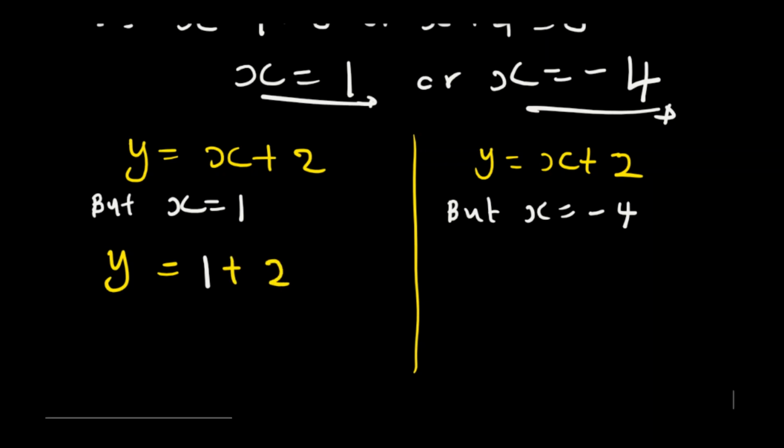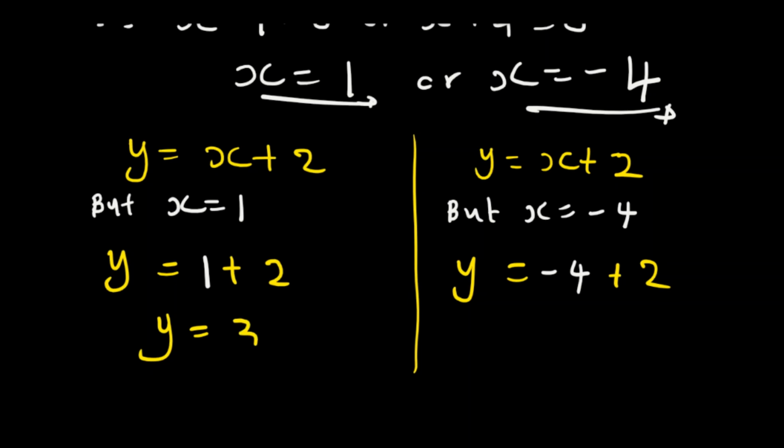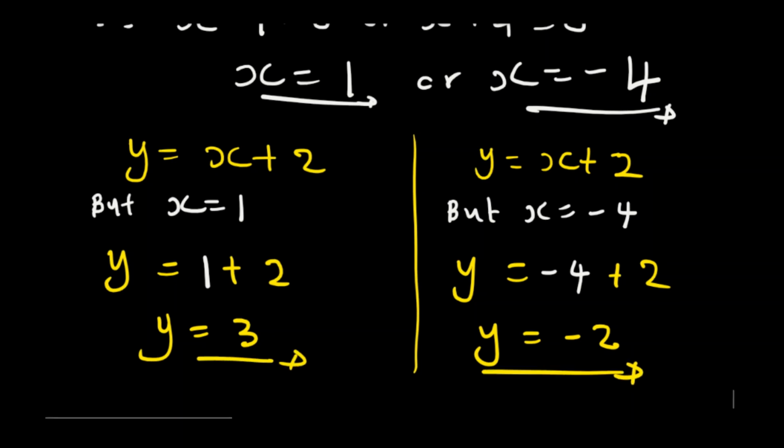And then you do the same thing on the other side. You say y equals your x value, which is minus 4. And then you add your 2 like this, right? And then you find the solution to this. y equals 3, or y equals minus 2, right? So these are your solutions of x and y. So x is 1, y is 3, x is minus 4, y is minus 2.